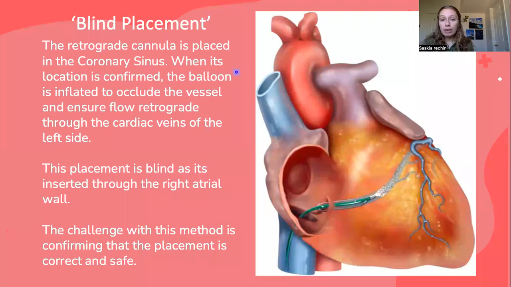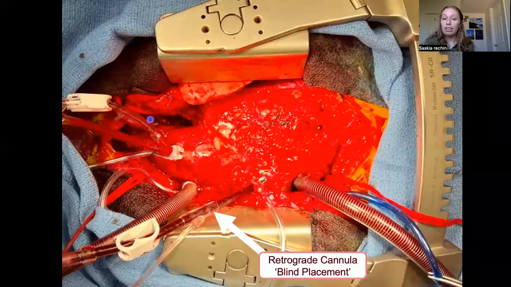One thing you do need to be very conscious of is the fact that your retrograde cannula is placed through blind placement, right? So it's in the right atria and you can't actually see it. You can feel it, and surgeons are very well trained to place it, but sometimes you do need to verify this with TEE because, as you can see, that is a pretty blind placement. You know it's in there and you can feel it, but you aren't always 100% sure.